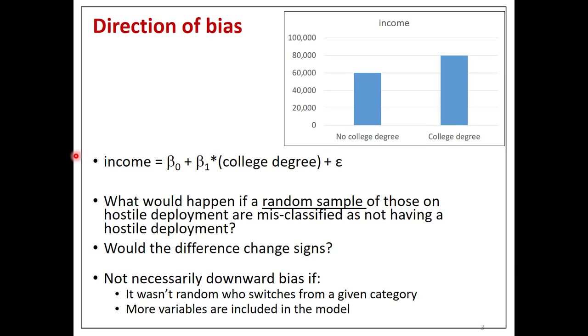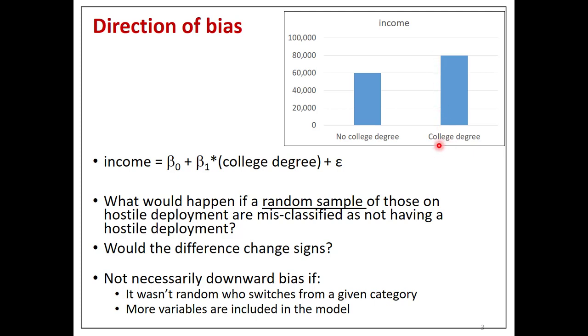Okay, let me give some insight into determining the direction of the bias. Let's say that we want to estimate the effect of a college degree on income. Now, obviously, there's going to be many biases associated with this, some covered in the prior videos. Okay, but let's say that this is the true distribution and the true means among those who really have a college degree and those who really do not have a college degree. Okay, so it's a $20,000 difference in income.